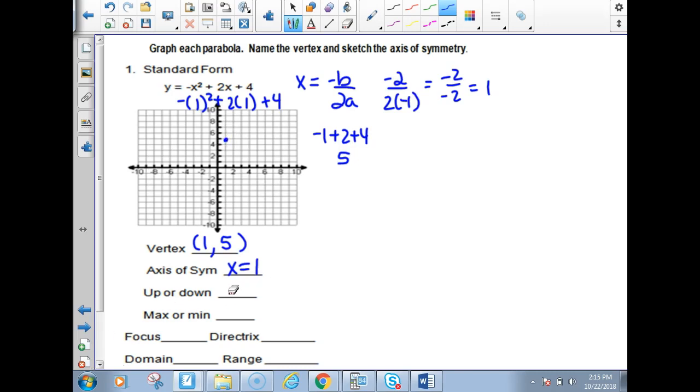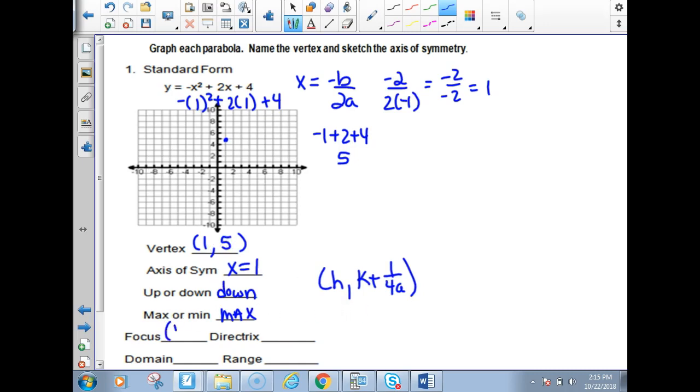This parabola will open down because the a value is negative. A is -1. It will have a max then because it opens down. The focus recipe is h comma k plus 1 over 4 times a. That is the vertex value.